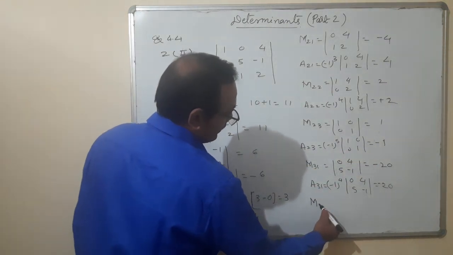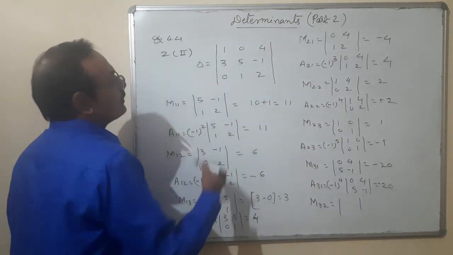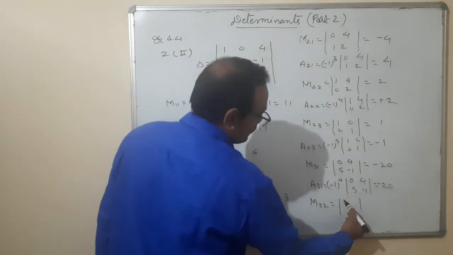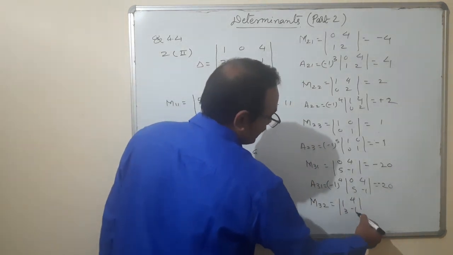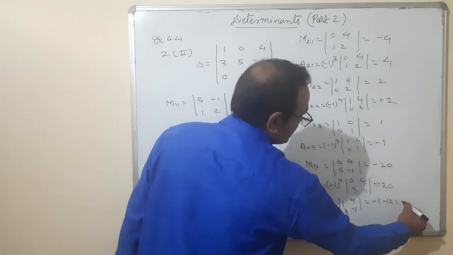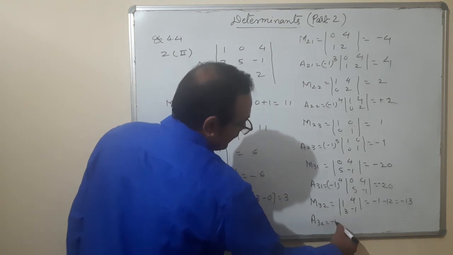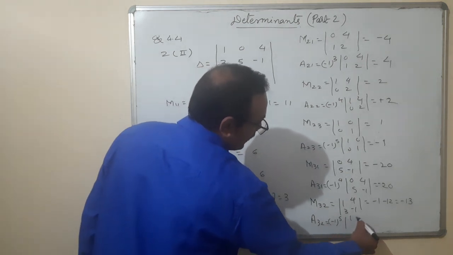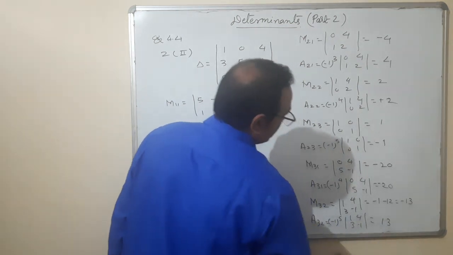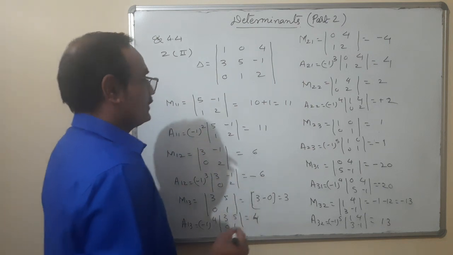M 3 2. Third row, second column. The determinant 1 4 3 minus 1. Result minus 1 minus 12, that is minus 13. Cofactor 3 2 is minus 1 to the power 5 times the determinant 1 4 3 minus 1, so the result is plus 13. And the third one is M33.